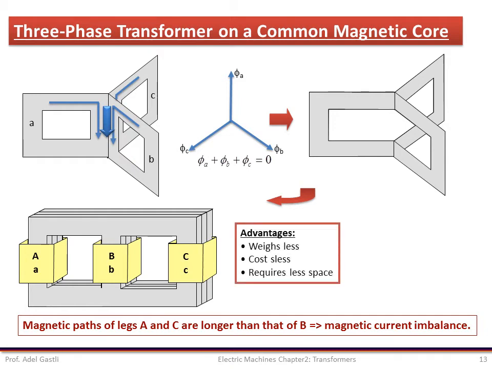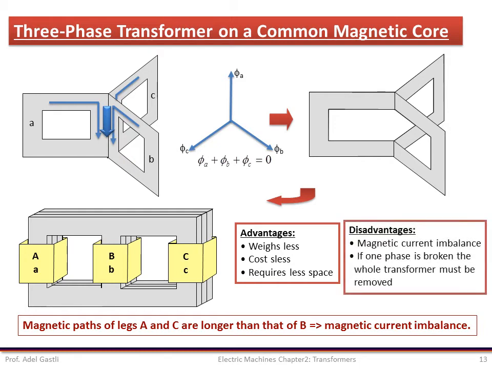The advantages of such a transformer are: it weighs less, costs less, and requires less space than a three-phase transformer bank of the same rating. Its disadvantages are the magnetic current imbalance, and if one phase breaks down, the whole transformer must be removed for repair.